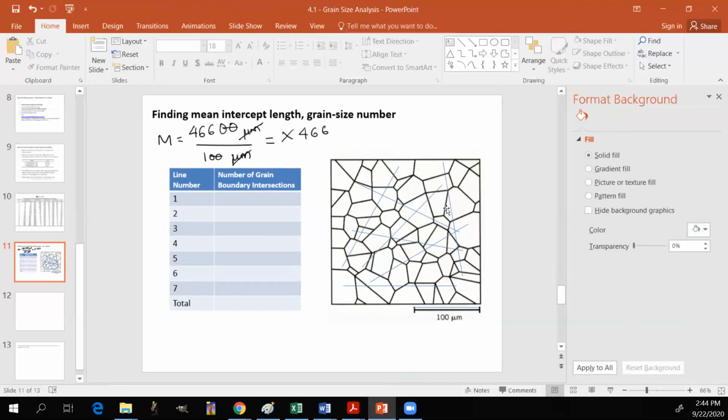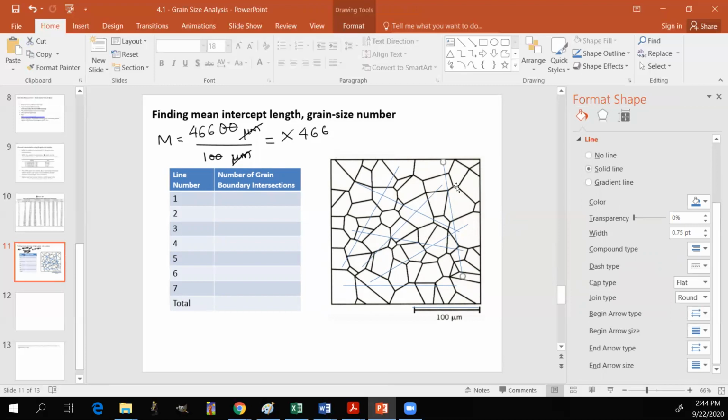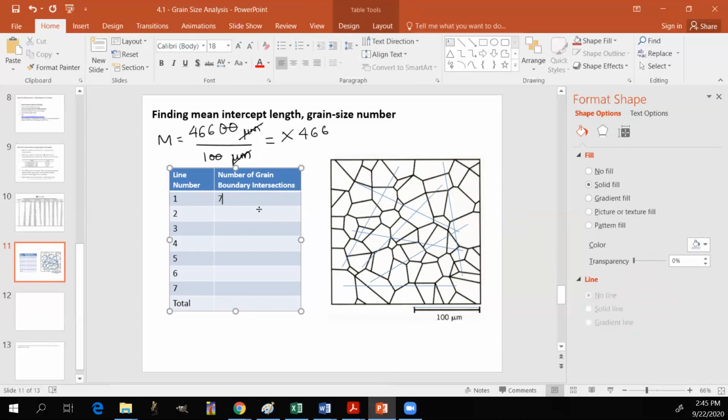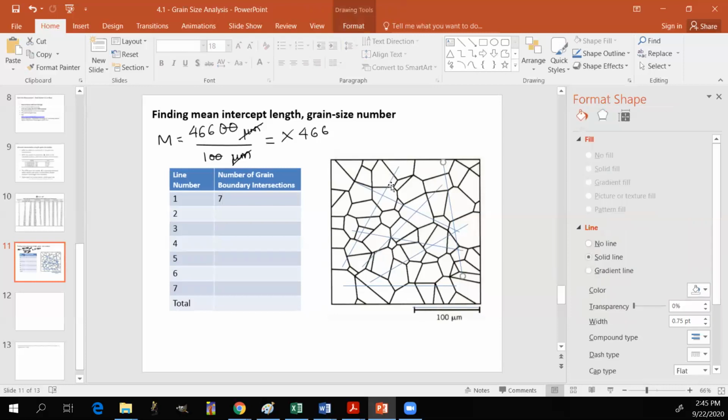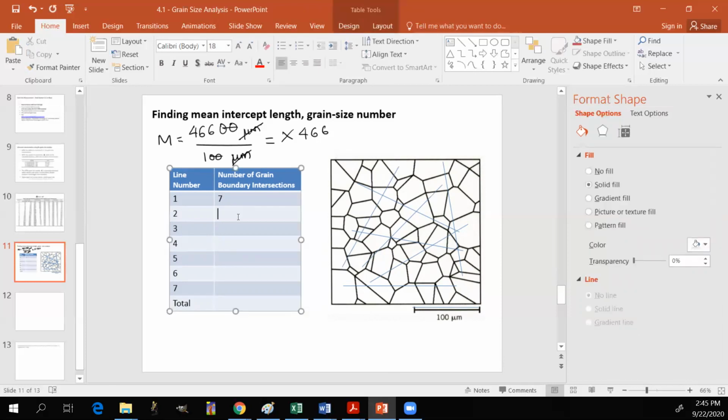Now we go line by line and count out the number of grain boundaries that they intersect. So if we take a look at this line, you never count the edge of your picture, because that is not the grain boundary. That's just the edge of your picture. And make sure that your line is inside, right? So the number of points at which this guy intersects is 1, 2, 3, 4, 5, 6, and 7. So this one intersects 7. So that's number 1. This guy is number 2. This guy intersects 1, 2, 3, 4, 5, 6, 7, 8. Let's say that that's 8.